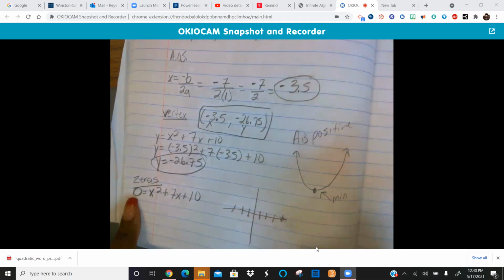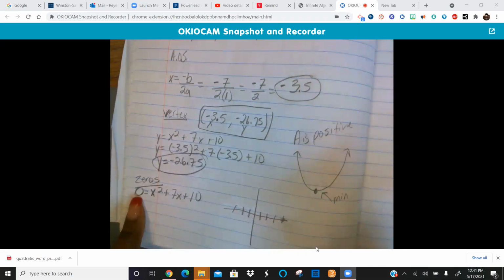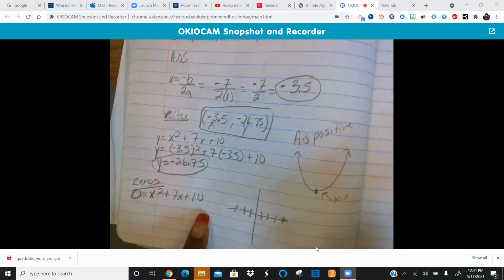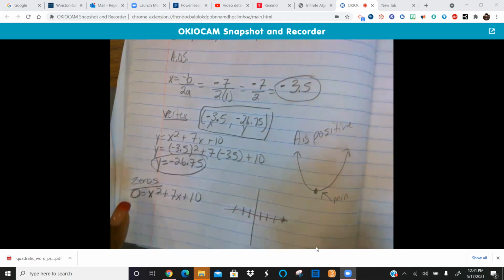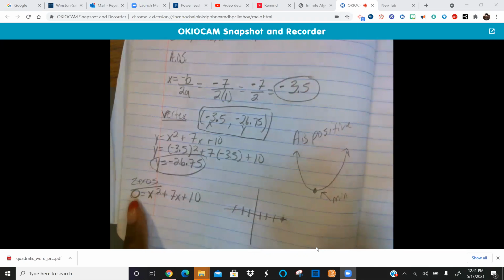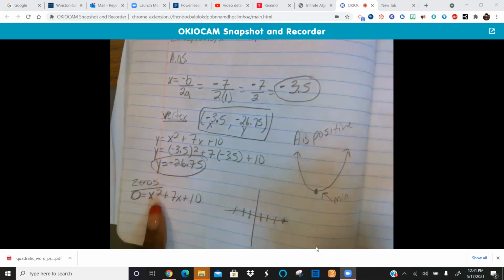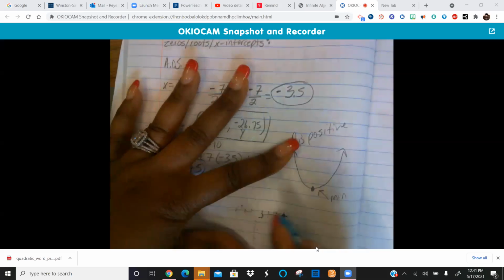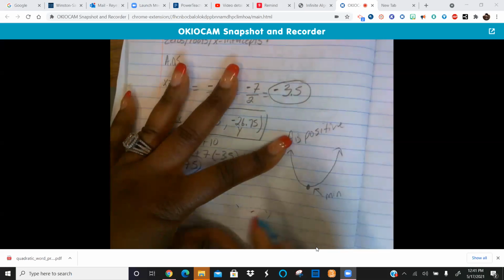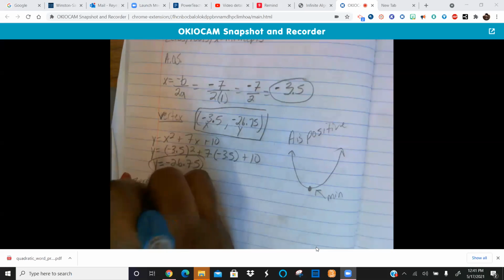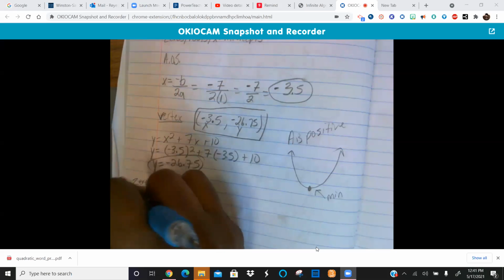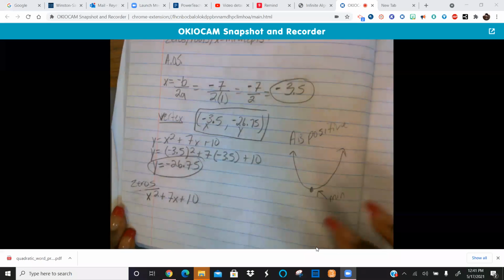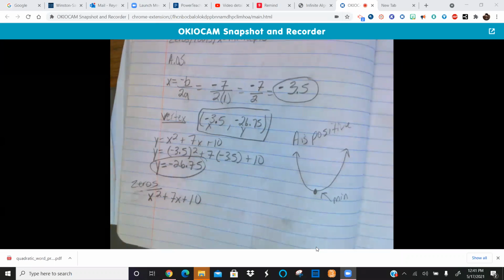So when you're wondering why this is called 0, or why sometimes you see 0 is equal to the function, it's because y is always going to be 0 when you're trying to figure out where it crosses the x-axis. Okay. But oftentimes we don't even write it, but we do know that's true.